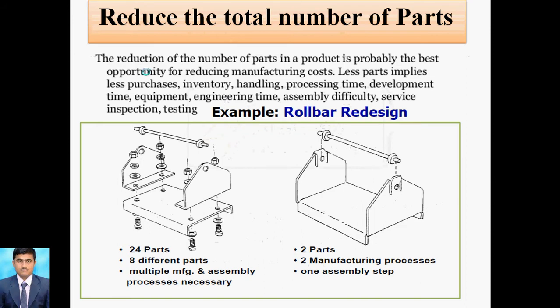Here the component has 24 parts available, and 8 different parts. So it requires multiple manufacturing processes, and it requires a number of rotations for assembly purposes. This is eliminated by redesign, by a standard method, so that 2 parts are available with us. So 24 parts and 2 parts make a difference, right? Only 2 manufacturing processes and 1 assembly step are required. This is the difference between the existing and redesigned part.